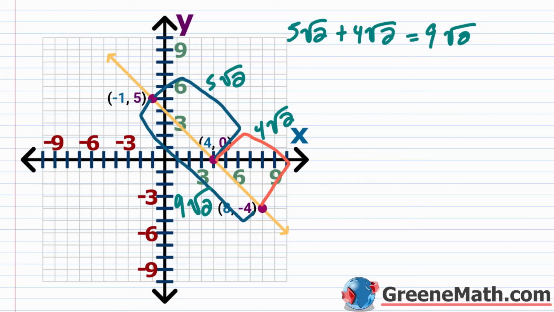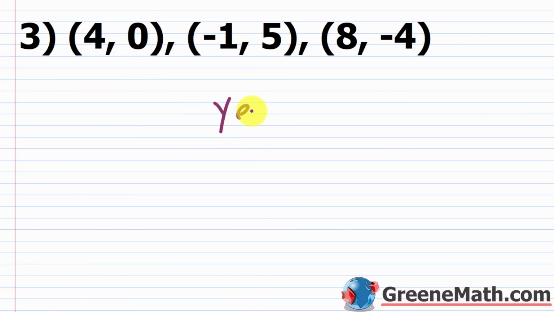And you see, is this a true statement? Well, yeah, 5 plus 4 would be 9 times the square root of 2. And that equals 9 times square root of 2. So yes, these points are collinear. So coming back up here, we would just put yes.